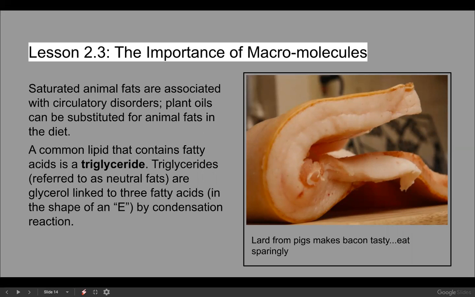A common lipid that contains fatty acids is triglyceride. Triglycerides, referred to as neutral fats, are a glycerol linked to 3 fatty acids in the shape of an E by condensation reactions. Lard from pigs makes bacon taste yummy, but not necessarily great for you.